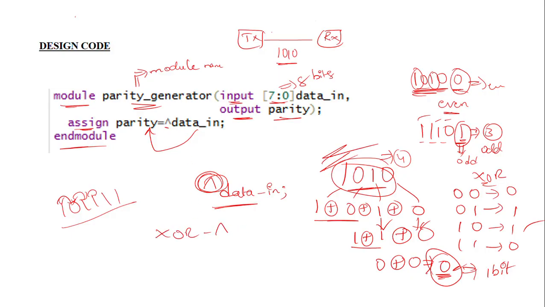So we have to perform the XOR operation between the 2 digits. That final value is assigned to the parity variable, which is nothing but our output. By using this output, you can say whether it is an even parity or odd parity. So you can stop with endmodule.